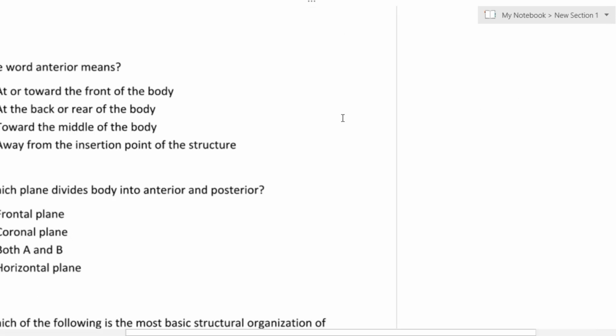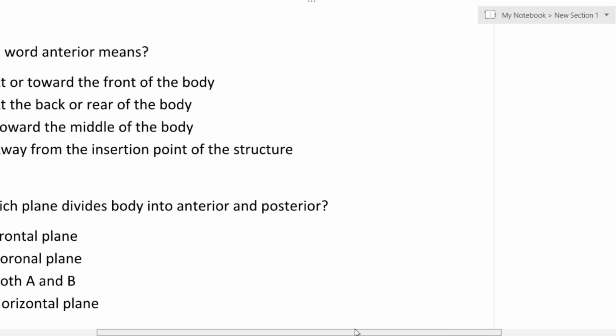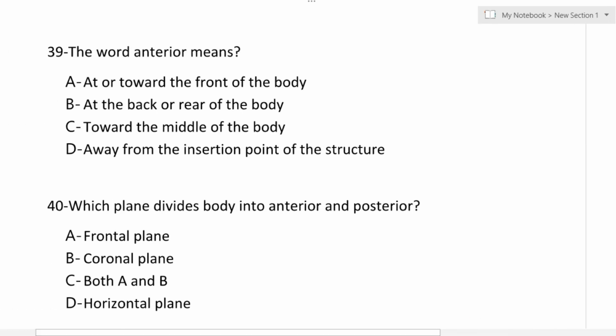Next question, question number 39. The word anterior means. Option A, at or toward the front of the body. Option B, at the back or rear of the body. Option C, toward the middle of the body. Option D, away from the insertion point of the structure. You can select your answer. The correct answer is option A, that is at or towards the front side of the body. That is called anterior.